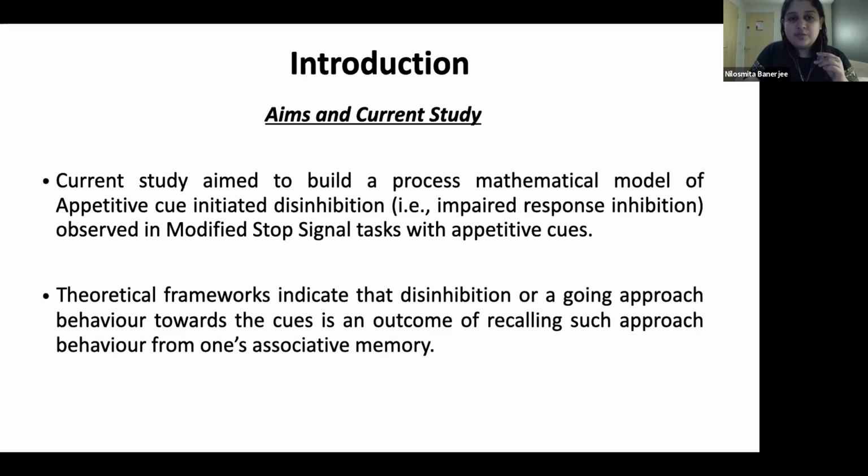Because this was a very theoretical project, we tried to base all our augmentation processes on what the theory had to suggest. The literature showed that theoretical frameworks have indicated that such a disinhibited response, or a going or approach behavior towards these appetitive cues, is usually an outcome of recalling these approach behaviors from one's associative memory. There's a lot of research even in neuroscience that focuses on the elevation in the level of dopamine, for example, when appetitive cues are presented, which has been considered an instantiation of associative memory recall initiated behavior or going approach.